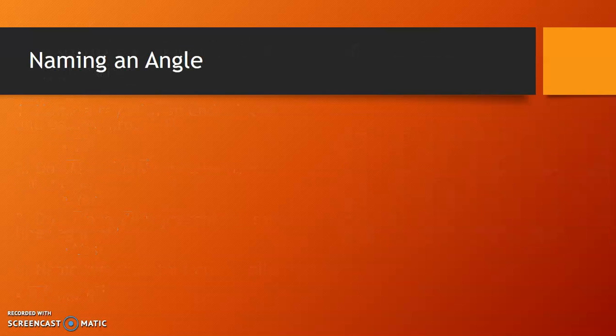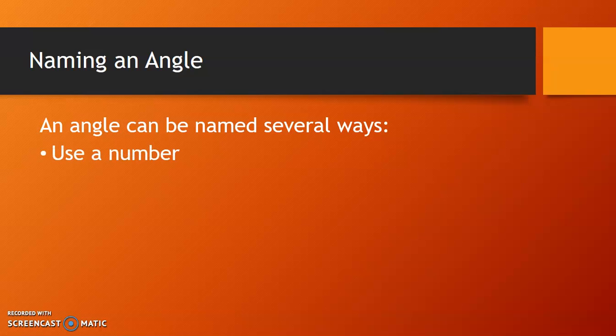Let's get into naming an angle. There are a couple of different ways that we can do that. Some of the easier ways are to use a number. So if the inside of an angle is marked with a whole number, like 1, 2, 3, 4, you can use that to call the angle by that. Or you could use a capital letter.